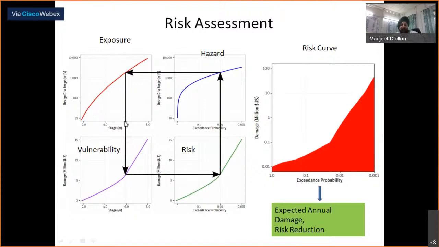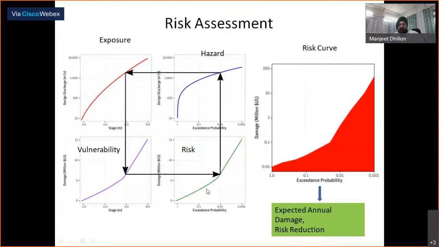What is the stage corresponding to that design discharge? What is the stage that can be found from stage discharge? And of course with modeling, and then at the end we have the damage curve, and we work out the vulnerability, the other steps which I had shown previously. We see what is vulnerability, and from vulnerability what is the risk. That means what is the damage for a given exceedance probability, and for this damage, what is the exceedance probability? So that is a risk assessment.